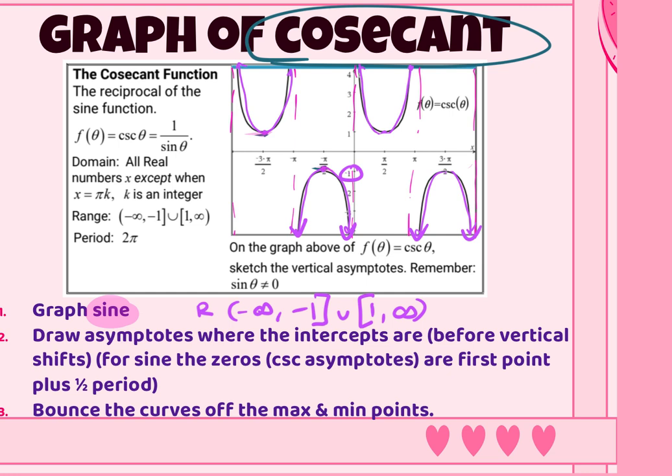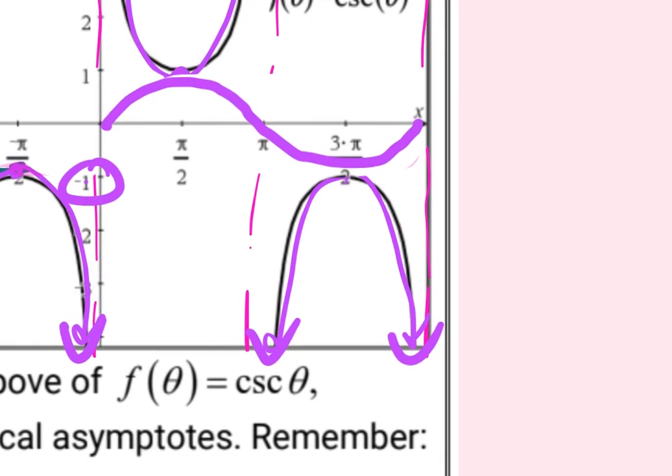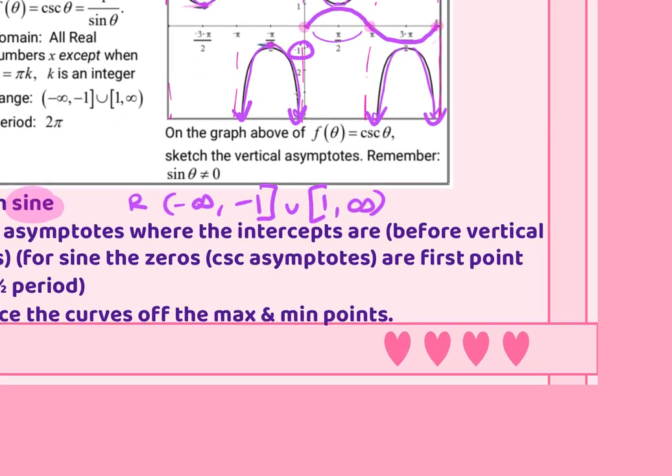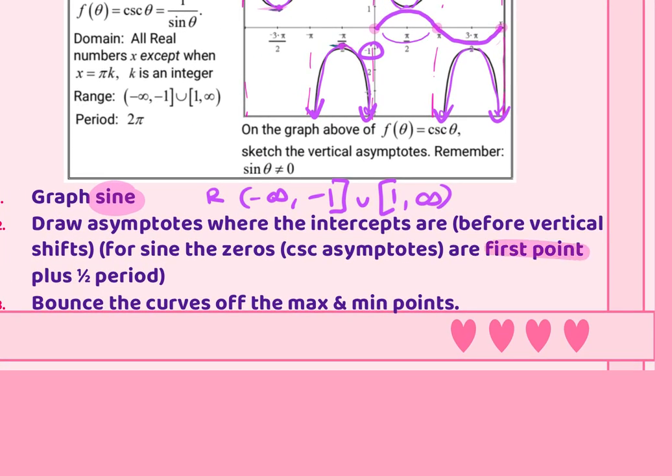The domain is all real numbers except where your asymptotes are. But how we find our asymptotes is different with sine and cosine. Because think about that curve. If that is 1 period of sine, how many times does it hit the x-axis? 3 times. Here, here, and here. If I was to describe this distance, it's half the period. So you just find the first asymptote or the first 0, and then you add half the period times k. So I wrote it here. It is the first point plus half the period.